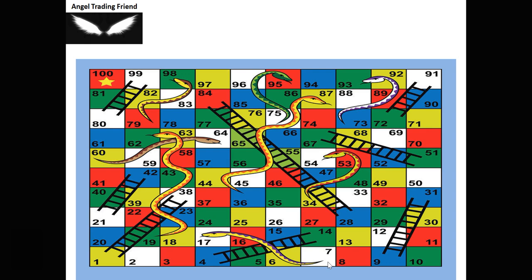So when it comes to our real game of stock market, we just keep a fixed loss. We know that we are going to lose only 10 points. Whichever snake bites, we are only going to come down 10 points.